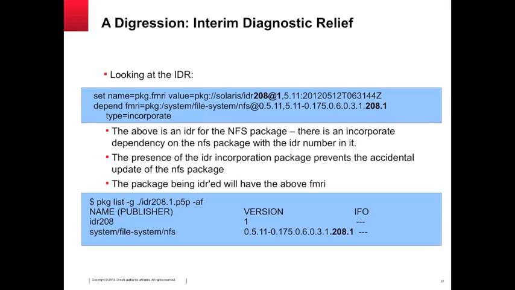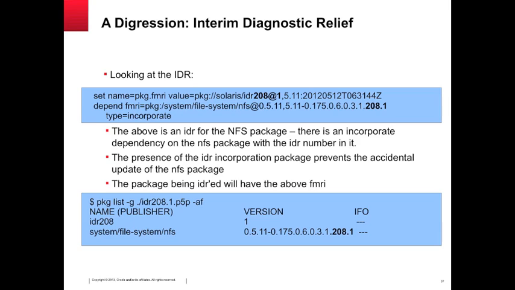This one delivers an IDR on NFS. So you see we've got the whole FMRI there. That one is up to Solaris 11 SRU 6. And then we've tacked on the end the IDR number, 208, and the version there. That version is important because if we want to do a revision of that IDR, we just do 208 at 2, and we just deliver 2. So we can always update and upgrade the IDRs if need be.